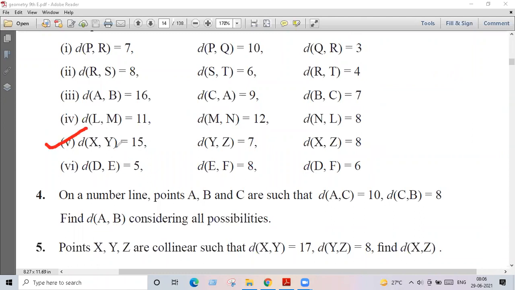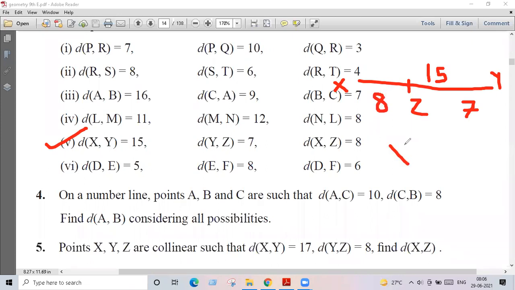Then the fifth one, XY. This is your X. This is your Y. XY total is 15. Then YZ. YZ is what? 7. So this is your Z. And here it is 7. So the remaining should be 8. XZ should be 8, it will come, yes. So X, after that comes your Z, and after that comes Y. So these are collinear points and this is the betweenness.